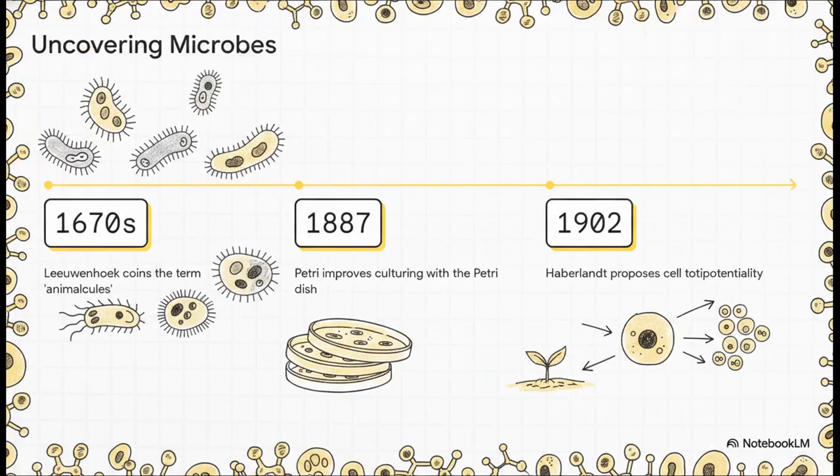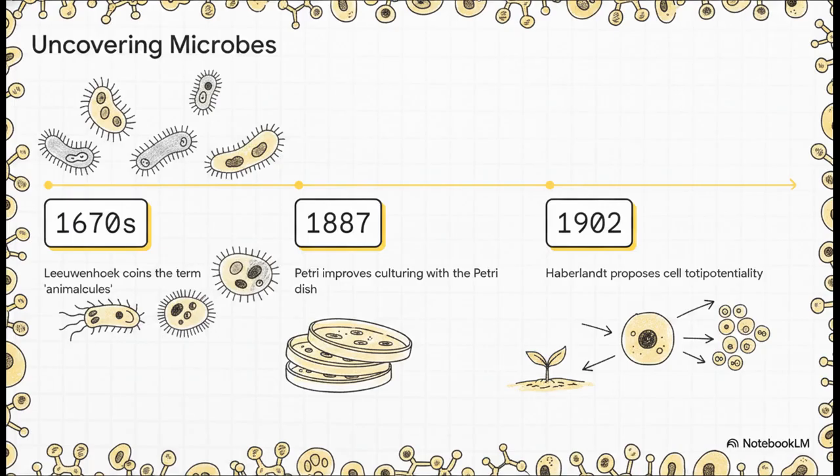So before we could actively manipulate these tiny organisms, we obviously had to observe them first. Way back in the 1670s, a Dutch merchant named Antony van Leeuwenhoek developed a microscope and spotted what he playfully called animalcules. I love that term. For a long time, things kind of stalled there, but fast forward to 1887, and Julius Richard Petri dramatically improves how we culture these beings by inventing the shallow, flat-lidded glass dish we now know as the Petri dish.